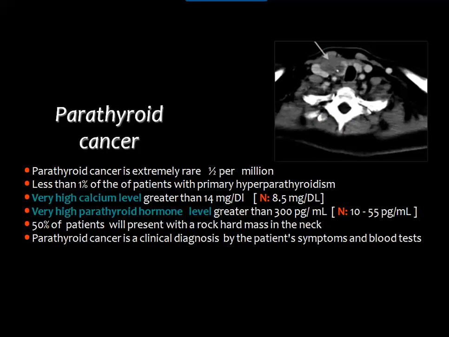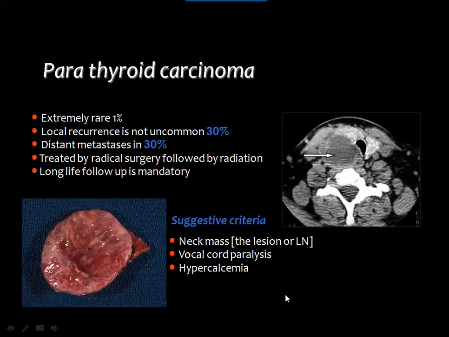Parathyroid cancer is extremely rare. The incidence is a half per million, and the presence of parathyroid cancer will markedly elevate the level of the serum calcium, and also will markedly elevate the serum parathyroid hormone level. The presence of these elevations may raise suspicion that the lesion in the parathyroid gland represents a carcinoma, and this will need a sample by ultrasound, or any way to obtain a sample, to confirm the diagnosis.